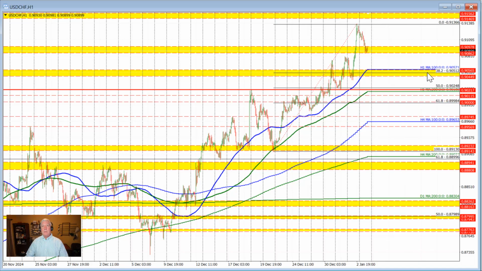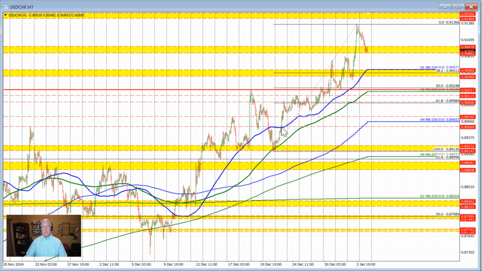The 38.2% retracement is just below the 100-hour moving average at 0.90512, and at this swing area again off the 4-hour chart comes in within that area as well. So this is going to be the key targets on the downside on a break of the 0.9086 level. So be aware of that.